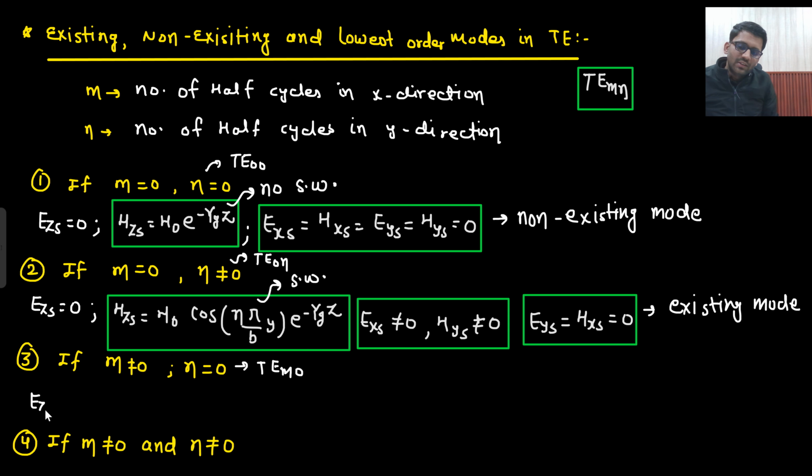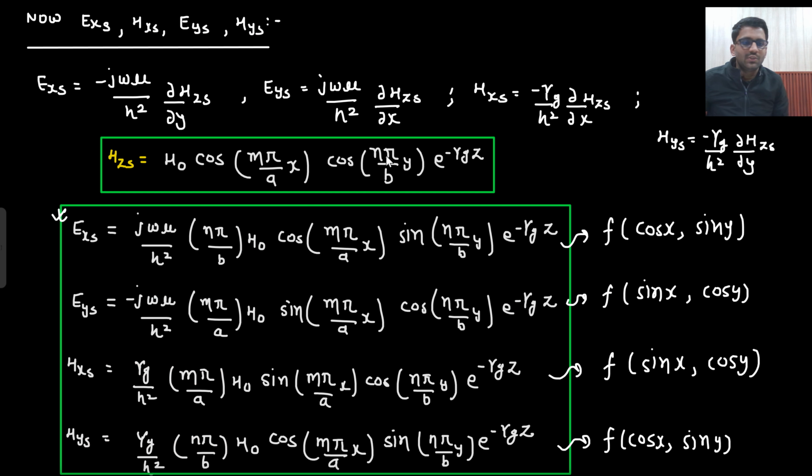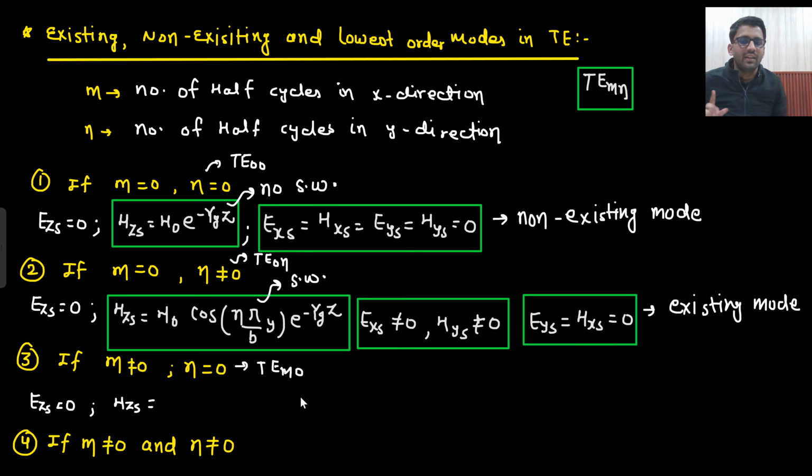Here EZS is already 0. What about HZS? N is 0. If N is 0, then this is gone, this will be 1, but this will still be there. That means standing wave is there. In X direction, standing wave is there. Standing wave in Y. Here, standing wave will be there in X.